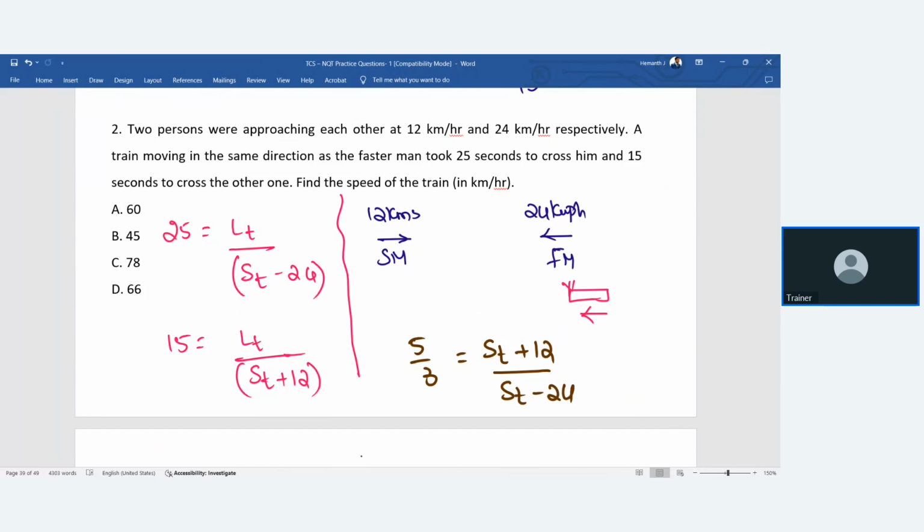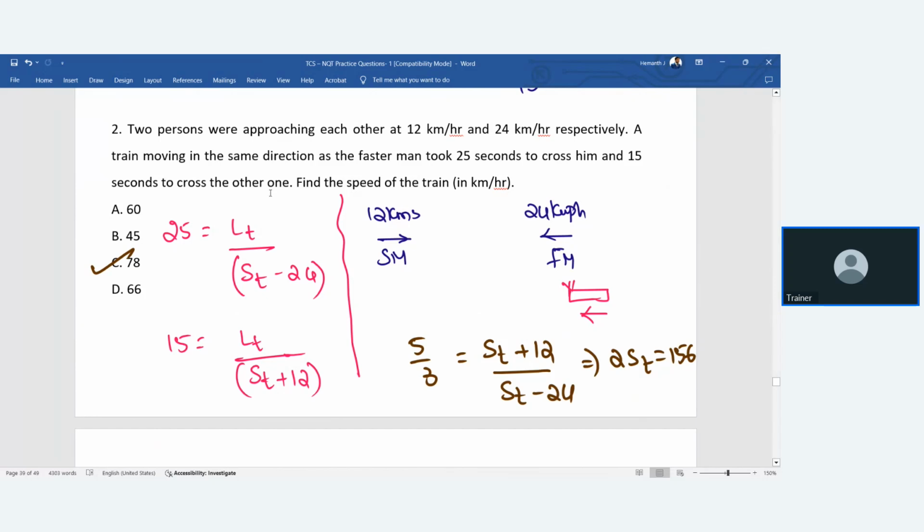Right? So cross multiplying, 5ST minus 3ST will get 2ST. Here 5 into 24 is 120, and 120 plus 36 is 156. So you'll get ST as 78 kilometer per hour. ST will be 78 kilometer per hour.